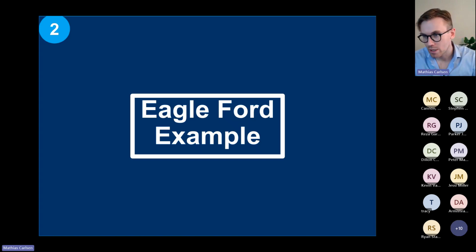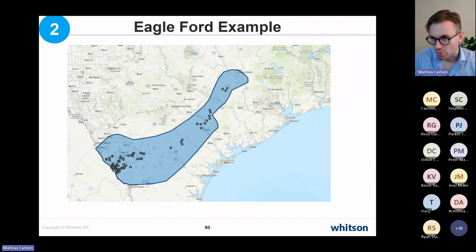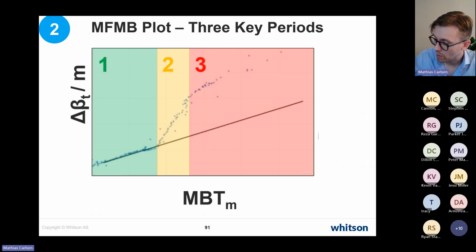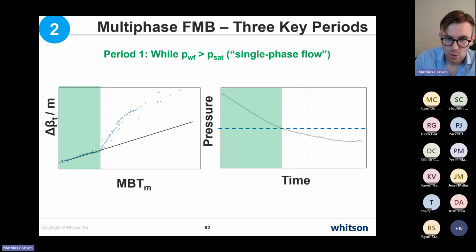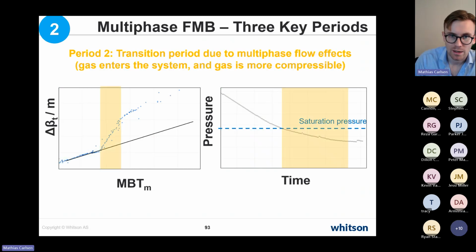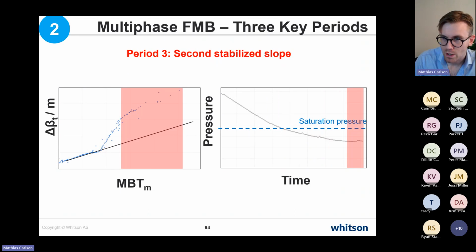So in the Eagle Ford, they went ahead and did this for a wide range of different wells. They, of course, repeated the fact that we have these three different periods in the plot. We have the initial period when you're undersaturated, if you look here, and you have this transition period and the third period. So that's what we talked about before: you have the single phase period, you have a transition period, and then you have a third stabilized period, okay?